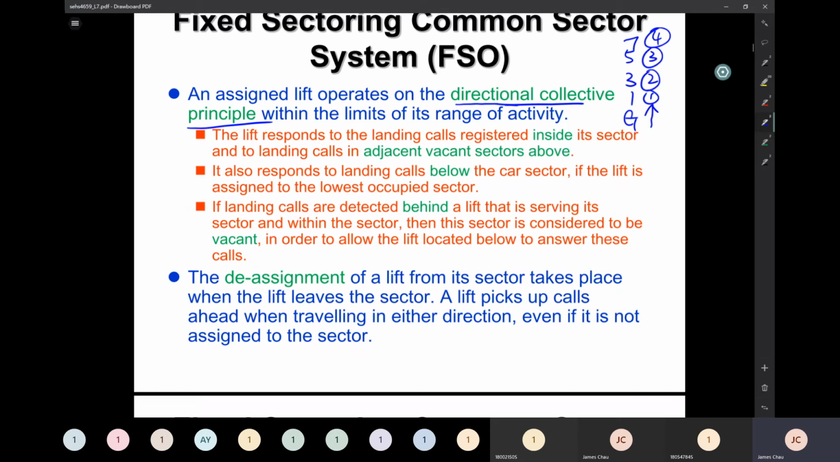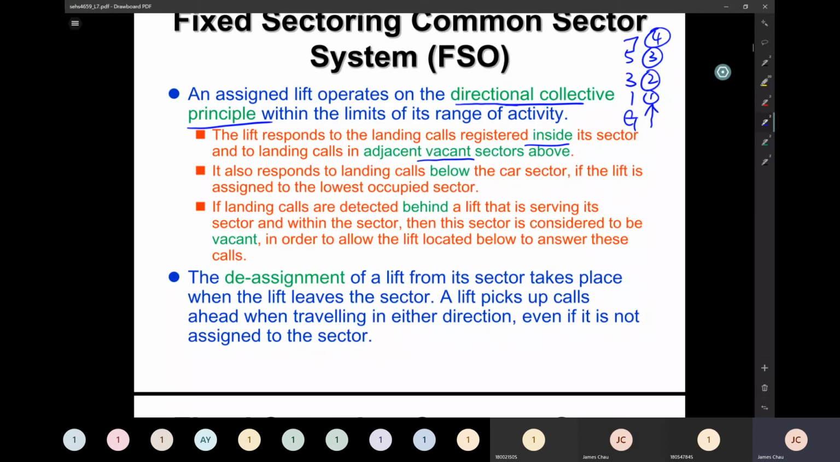So how can we control our lift? Now we have three control mechanisms. The first one, the lift will respond to the landing calls registered inside the zone. And also, it responds to the landing call in the adjacent vacant zone above. Now it means that if the zone does not contain any lift inside, and a lift inside a zone receives a call above its zone, it will serve the call also.